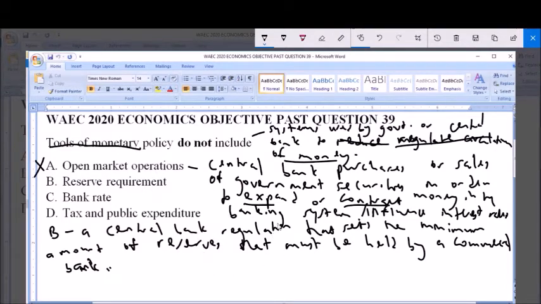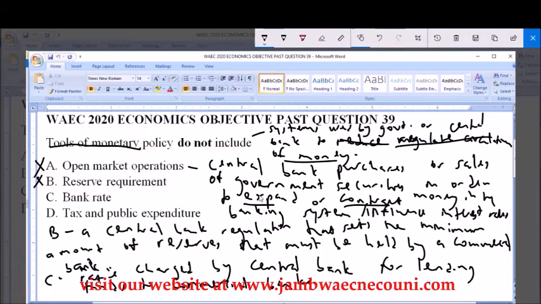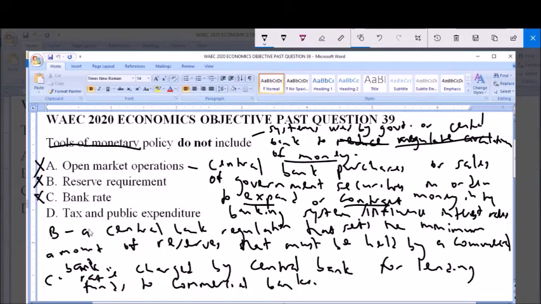So as you can see here, it also stands to regulate the amount of money in the banking system, and hence it is a tool of monetary policy and it's not the answer to this question. Now option C says bank rate, and bank rate is the rate charged by the central bank for lending funds to commercial banks. And once again, it is used to regulate also this amount of money in the banking system. So it is a tool of monetary policy and it's not the answer to the question.